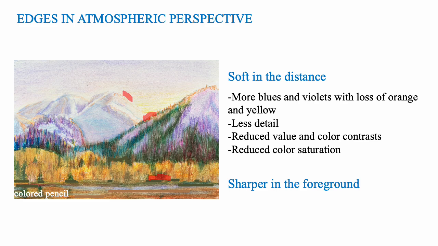But atmospheric perspective is also accompanied by these other changes. So you should see more blues and violets in the background, and you lose oranges and yellows, which are the complements to blue and violet. So orange and yellow should only be in the foreground. You lose detail, the value and color contrasts are reduced, and color saturation is also reduced. You can see this is pretty bright, and this is a dull blue.